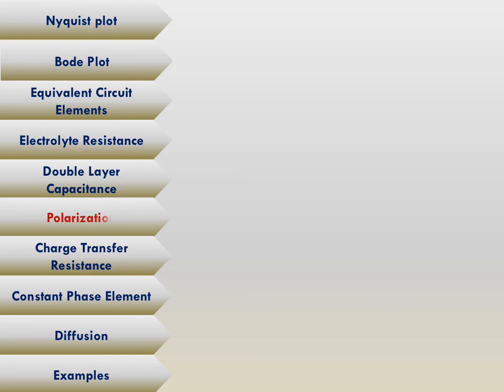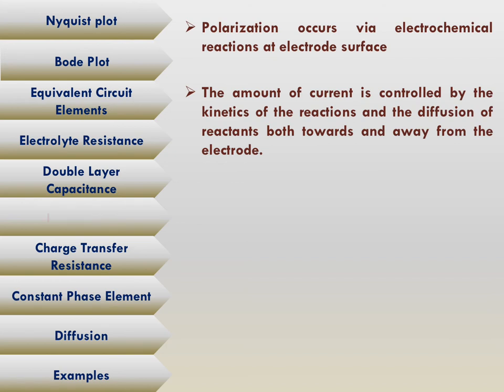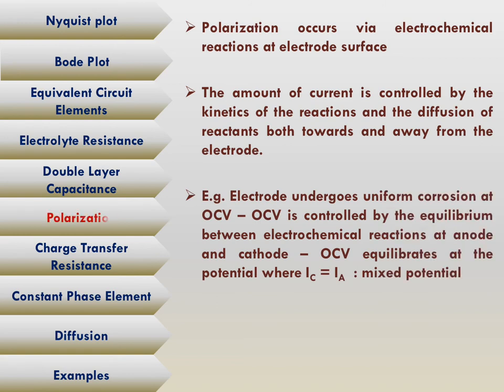Polarization occurs via electrochemical reactions at the electrode surface. The amount of current is controlled by the kinetics of the reactions and the diffusion of reactants both towards and away from the electrode. For example, an electrode normally undergoes uniform corrosion at open circuit voltage, and open circuit voltage is controlled by the equilibrium between electrochemical reactions at anode and cathode. And when open circuit potential equilibrates at the potential where cathodic current and anodic current are equal, it is called mixed potential.